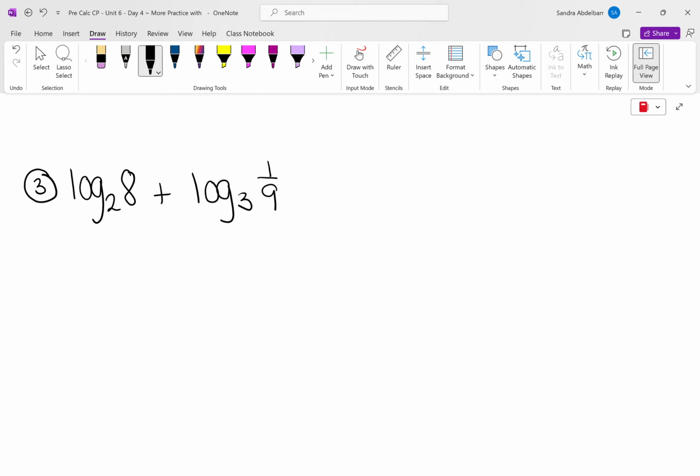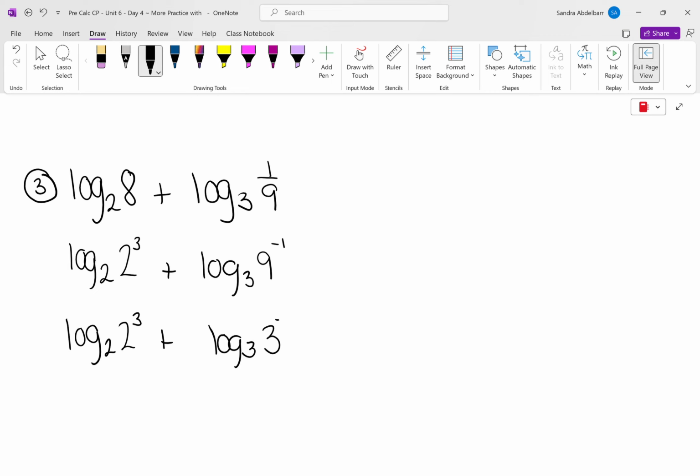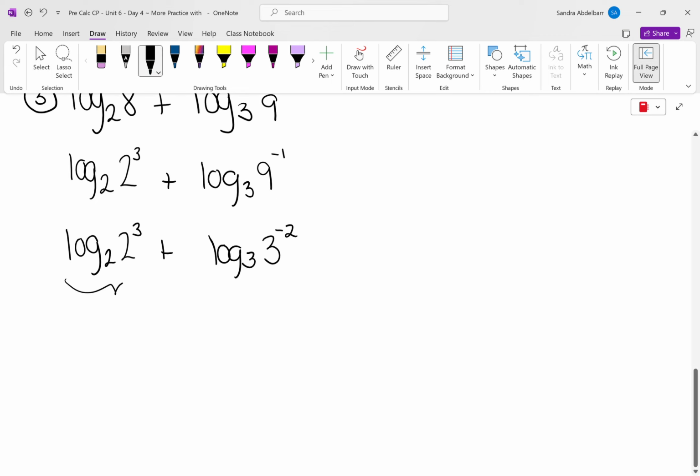You're adding, not multiplying. All right, let's go over this. So for log base 2 of 8, I'm changing this into log base 2 of 2 to the third. And then this side, I'm doing log base 3 of 9 raised to the negative first. We have log base 2 of 2 to the third plus log base 3 of 3 to the negative second. So now we simplify. This simplifies down to 3. This simplifies down to negative 2. But remember, we're adding them. So what's 3 plus negative 2? 1.